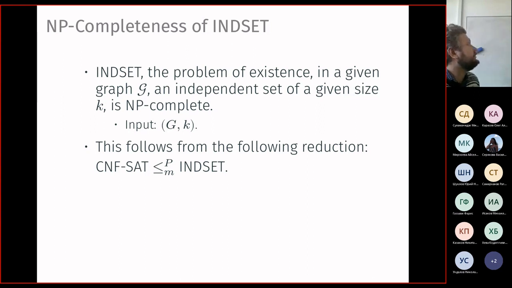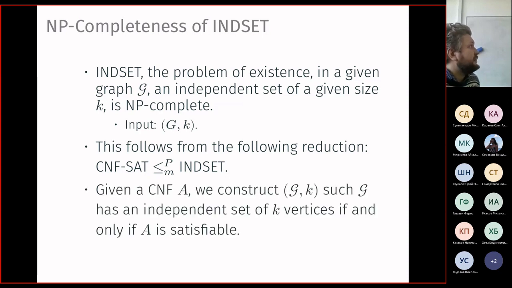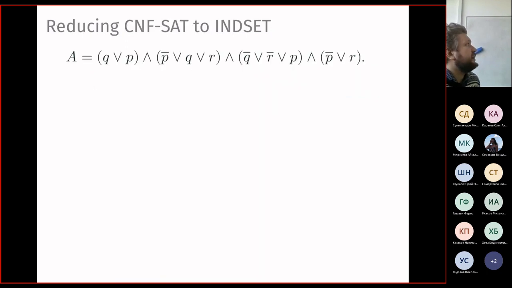Here we do not need the fact that it is 3-CNF. It will be okay for arbitrary CNFs, but the fact that the formula is in CNF is important. So now, given a CNF A, we're going to construct a graph G and give a number k, such that this G has an independent set of k vertices if and only if A is satisfiable. And on the next slide, we'll see how it works.